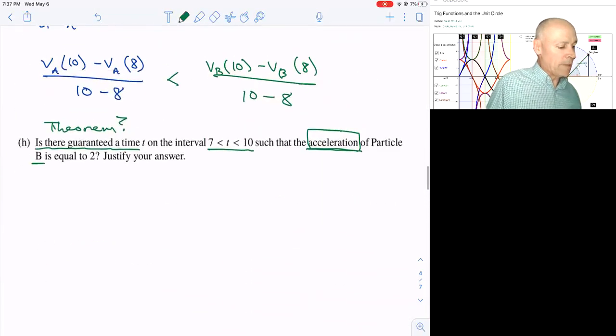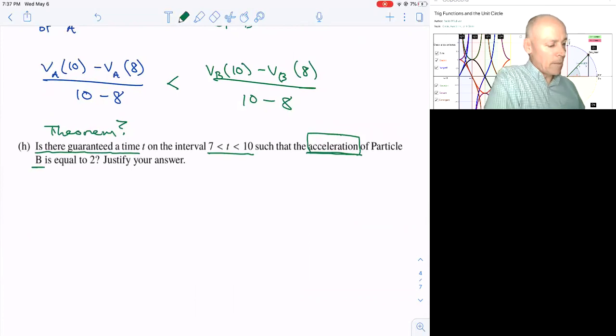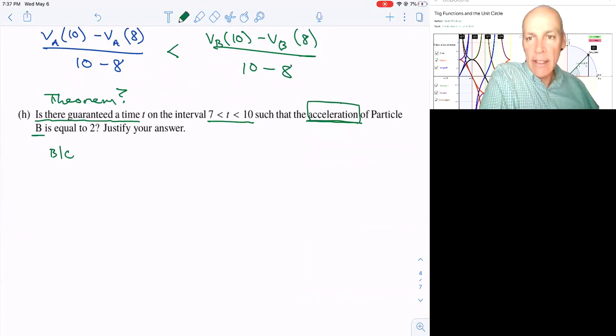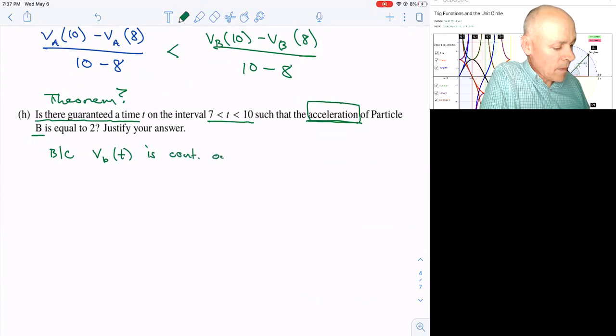I'm going to just write it in the context of this problem. I'm changing my conditions from "if" to "because". So I'm going to say because v_B(t) is continuous on my interval 7 to 10, and because v_B(t) is differentiable on my open interval 7 to 10.